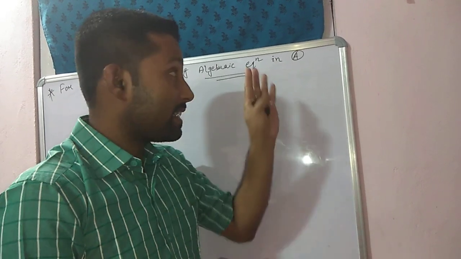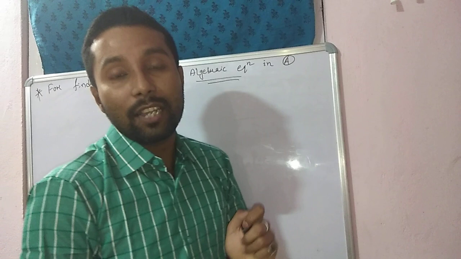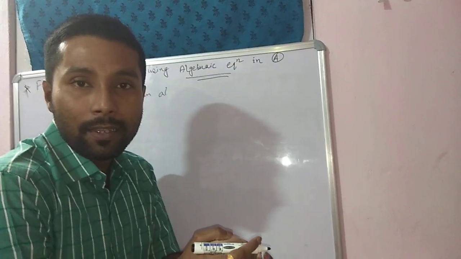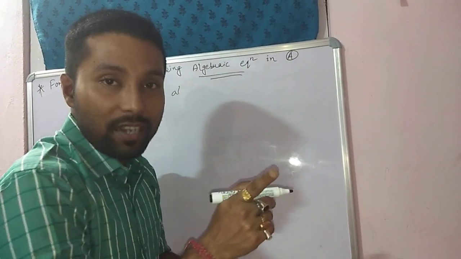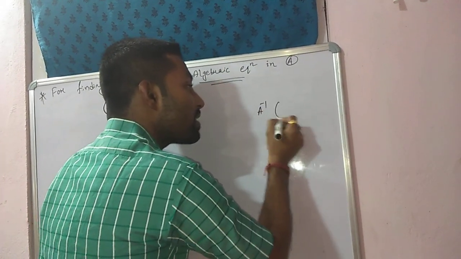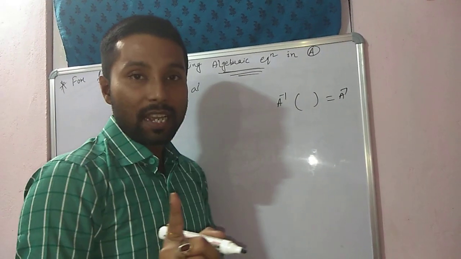ठीक है? तो अगर एल्जेब्रिक इक्वेशन जो क्वेश्चन में दिया रहेगा, अगर उसको सेटिस्फाई किया, तो सेटिस्फाई करने का मतलब क्या है? That is, LHS is equal to RHS होना चाहिए. If it satisfies, then to find the inverse you have to multiply A inverse on both sides of this algebraic equation. समझ में आया मेरा बात?